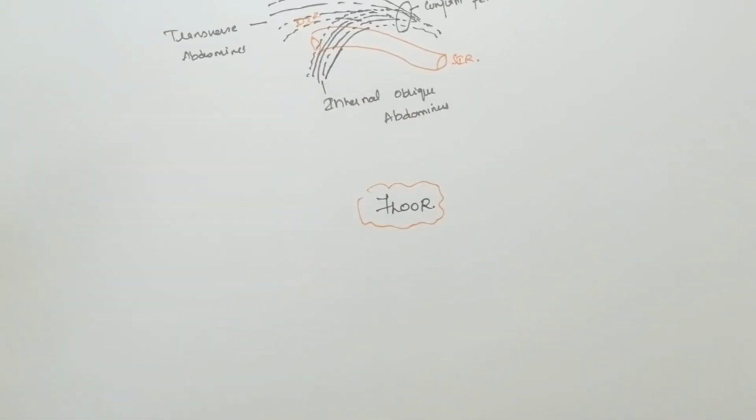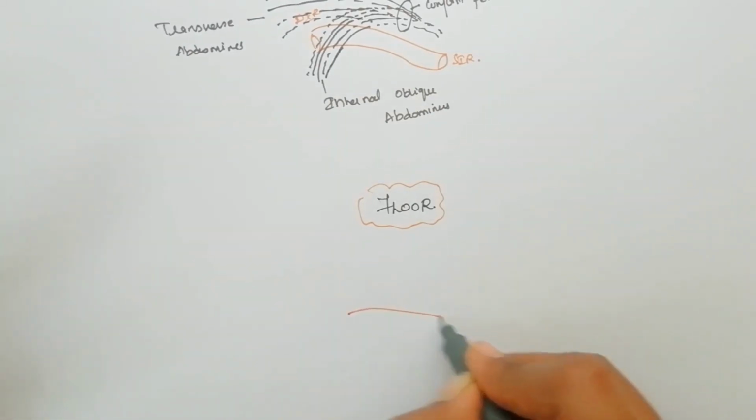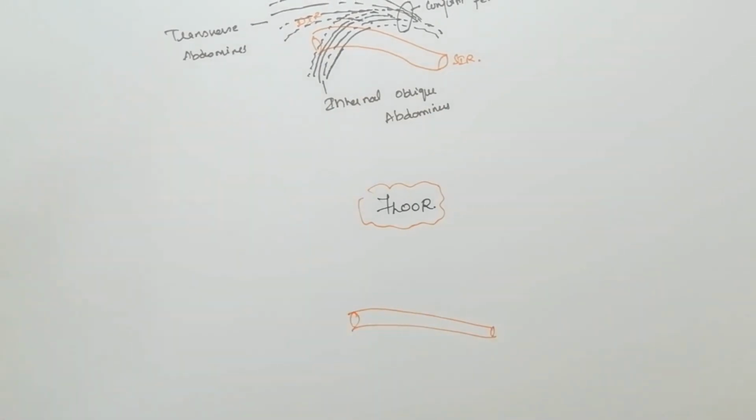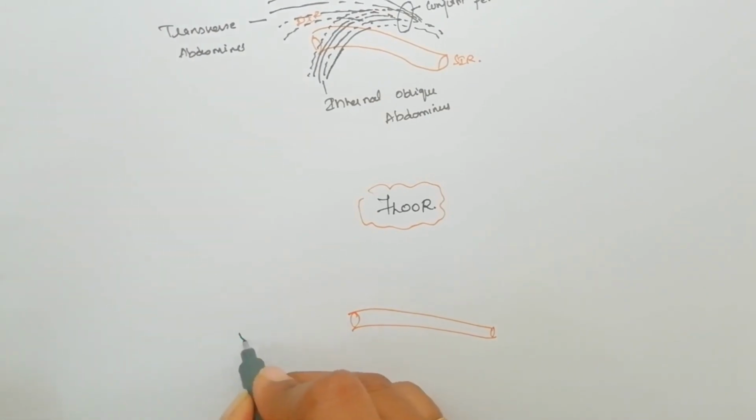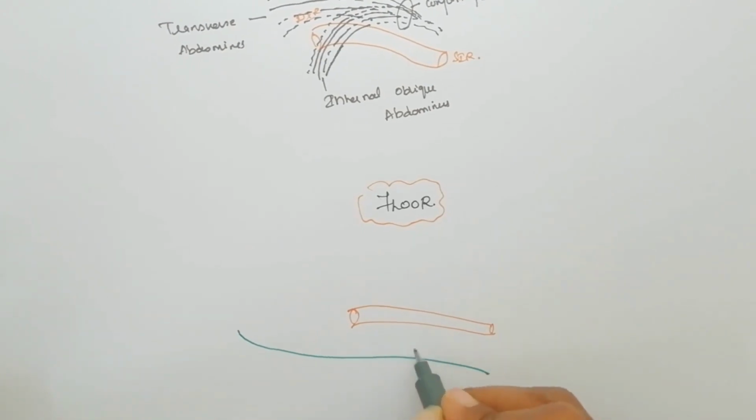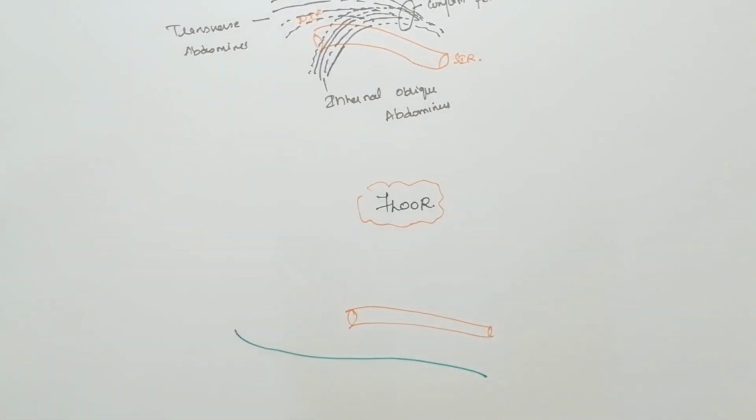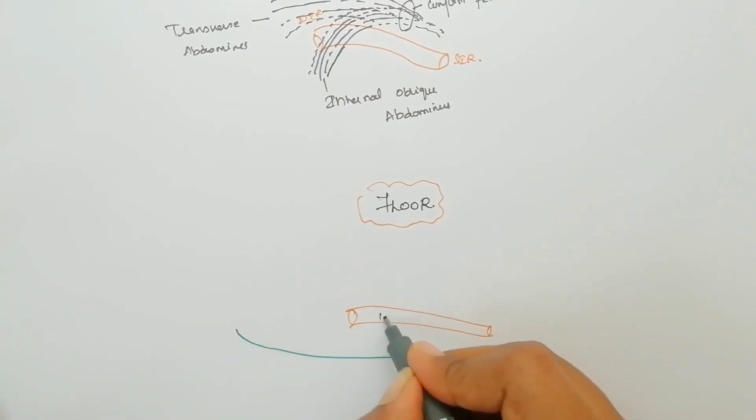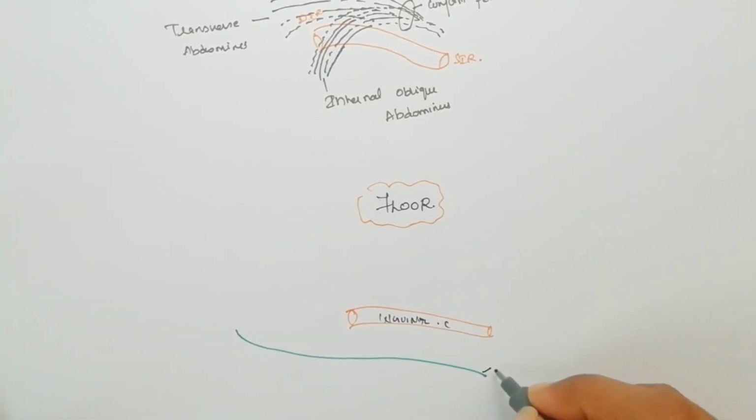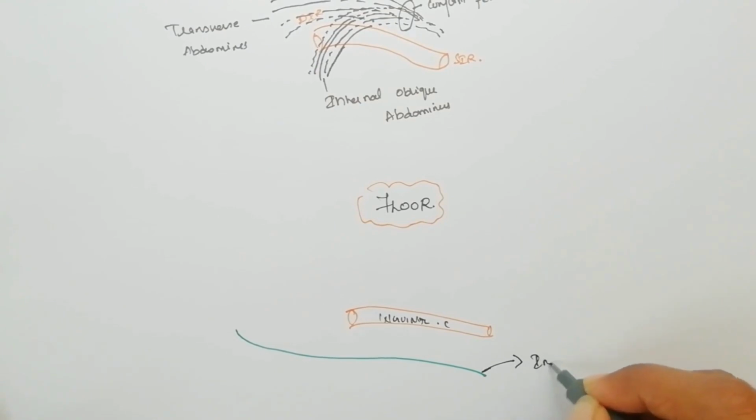Talking about the floor, as I said at the starting of this class, we have got the inguinal canal. Just below the inguinal canal, we have got a ligament. So we have got our inguinal ligament placed. The medial aspect of the inguinal ligament is related above to the inguinal canal. So this is the inguinal canal which we are dealing with, and this is the inguinal ligament.